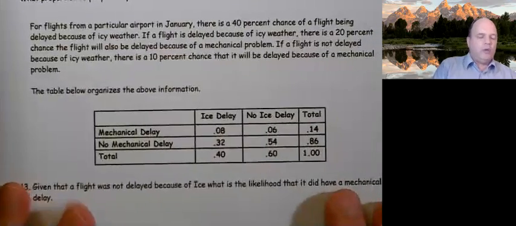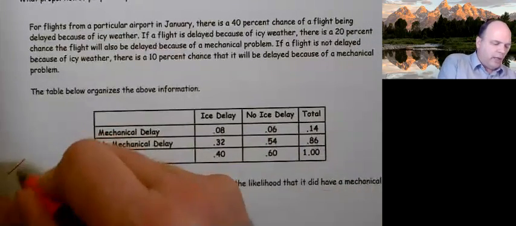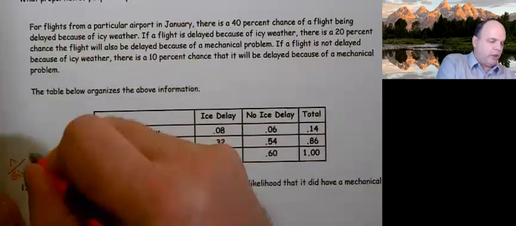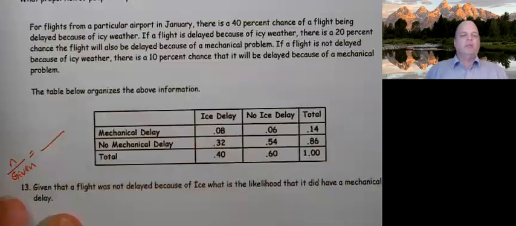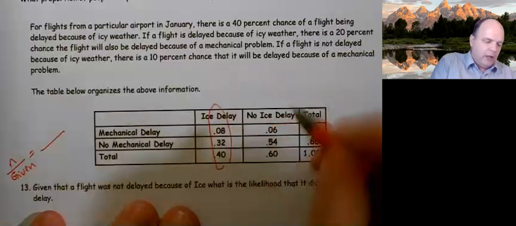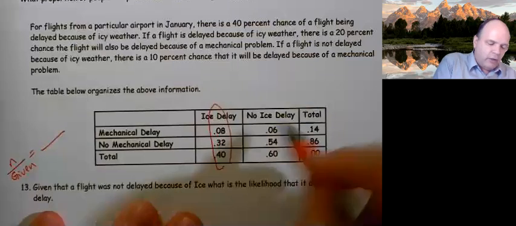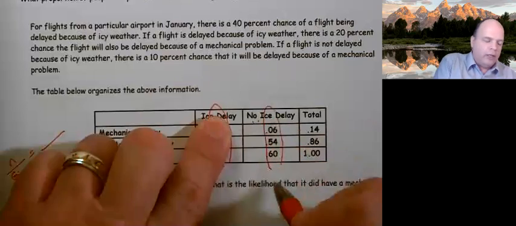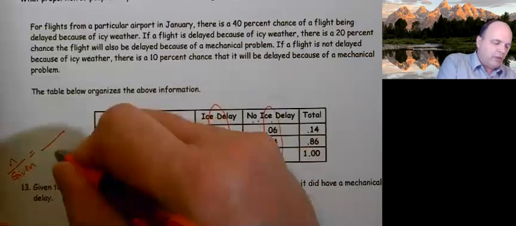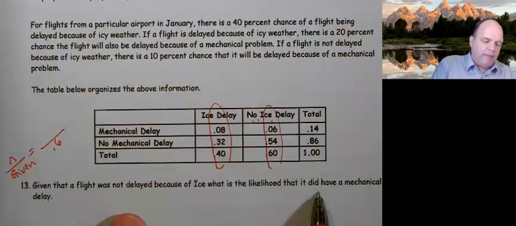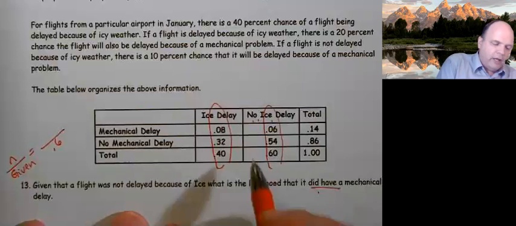As always, I see the word given. I go, okay, I'm going to write that down because I know it's a given problem. And since it's a given, I know that there's going to be an intersection on top of it. So given the flight was not delayed because of ice, that means I'm looking at the ice column. This is what they've given me. And then I said, oh, was not delayed. That means this one. So be real careful that you choose the right one. So this was not delayed because of this. So this is 0.6. What is the likelihood that it did have a mechanical delay?